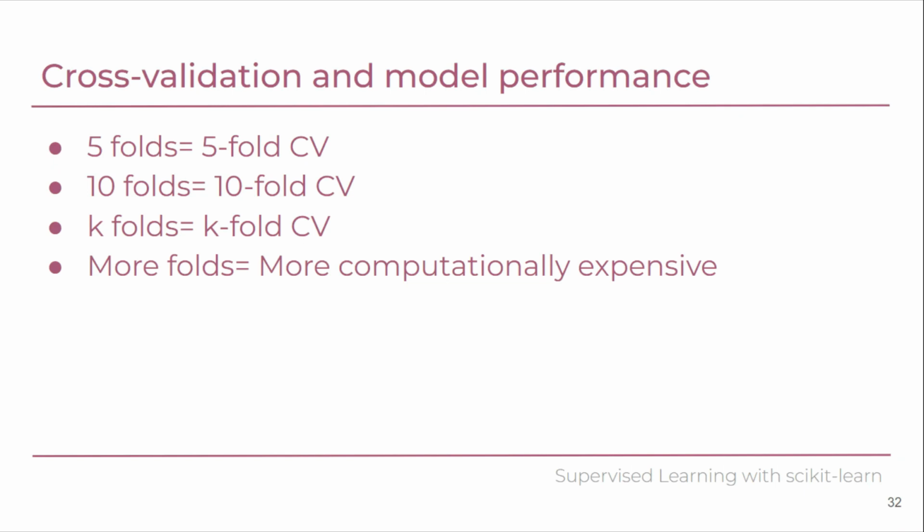As we split the dataset into 5 folds, we call this process 5-fold cross-validation. If we use 10 folds, it is called 10-fold cross-validation. More generally, if we use k folds, it is called k-fold cross-validation or k-fold CV. There is, however, a trade-off. Using more folds is more computationally expensive. This is because we are fitting and predicting more times.